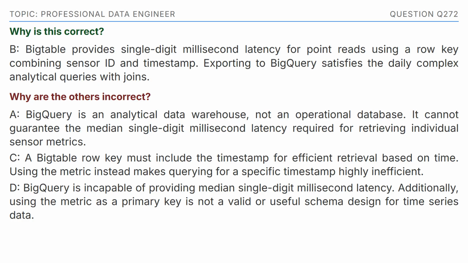C. A Bigtable row key must include the timestamp for efficient retrieval based on time. Using the metric instead makes querying for a specific timestamp highly inefficient. D. BigQuery is incapable of providing median single-digit millisecond latency. Additionally, using the metric as a primary key is not a valid or useful schema design for time series data.